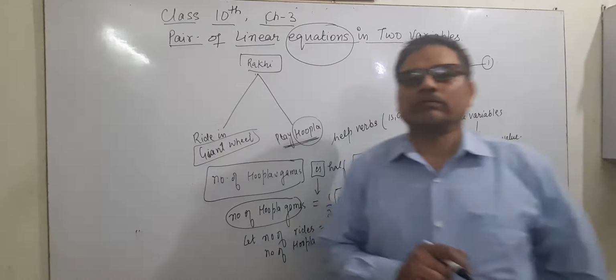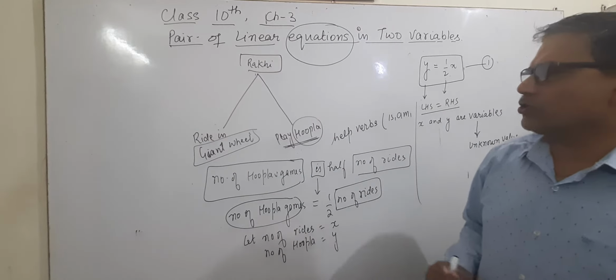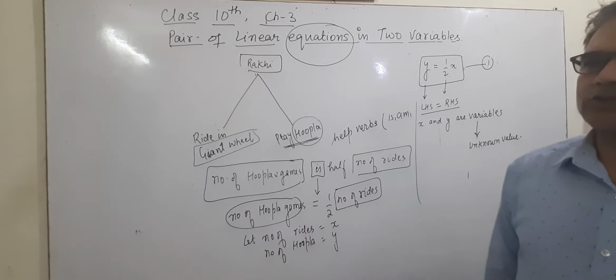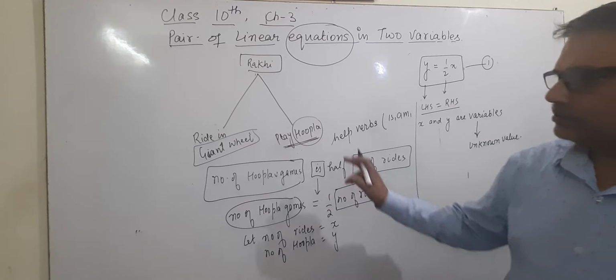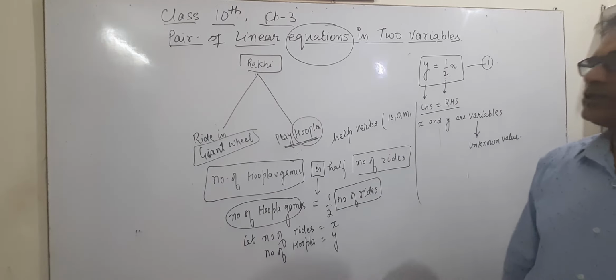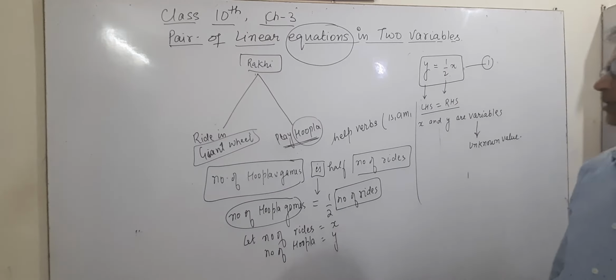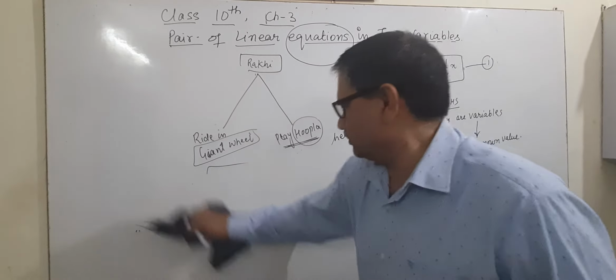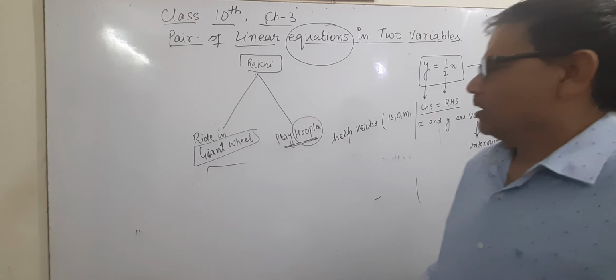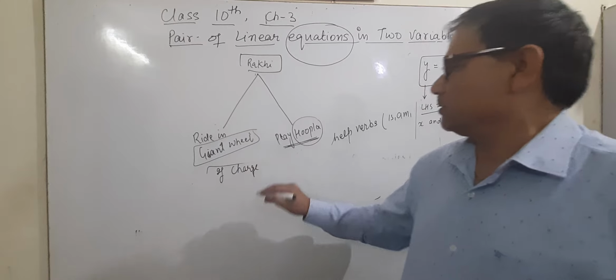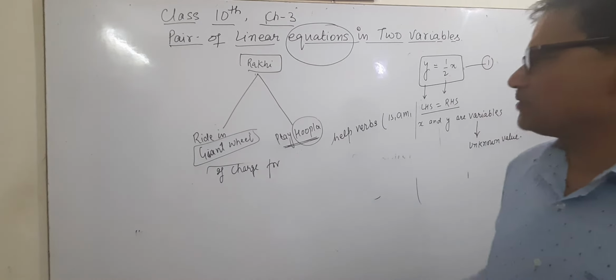If we know the cost, the charge for the hoopla game is rupees 3 and the charge for the ride is rupees 4, then the total cost will be... if charge for what?